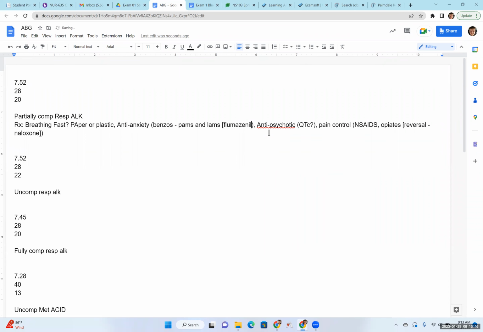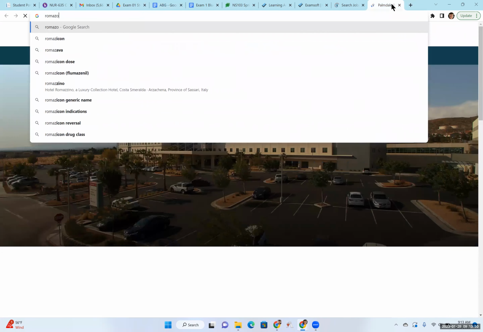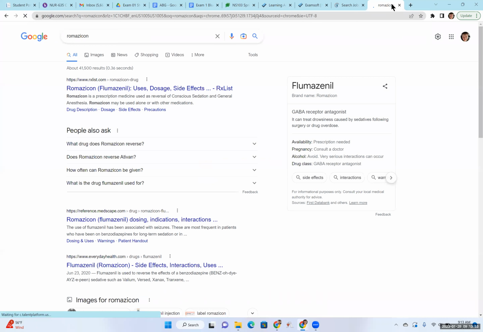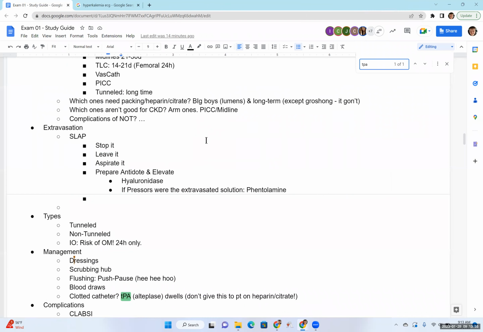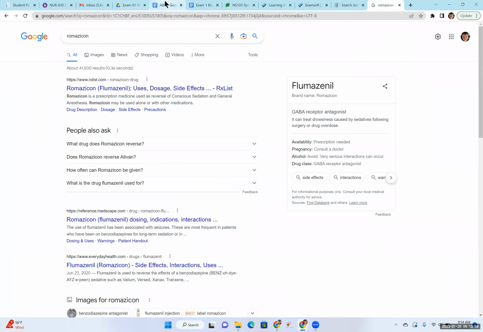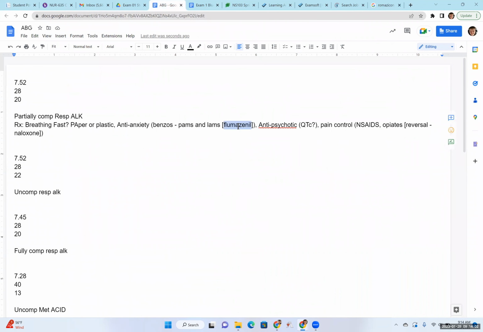And I've forgotten which one's the brand name. I believe Romazicon is the brand name. I thought that was on the slide. Romazicon is the actual name. Okay, Romazicon is benzos, right? And flumazenil is benzos also. So it still has the Z, which is nice. They thought about us. All right.